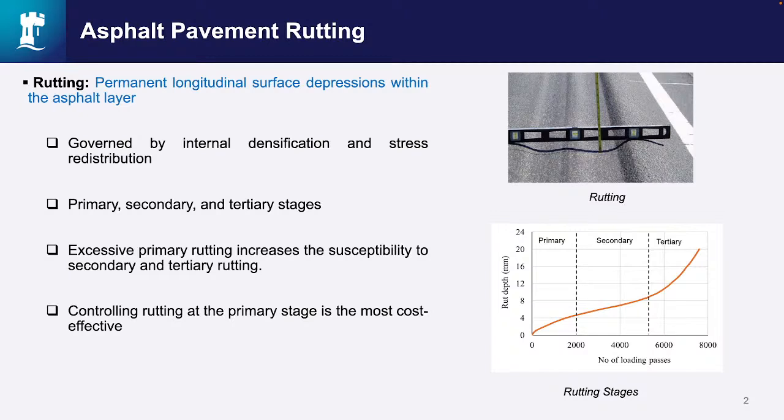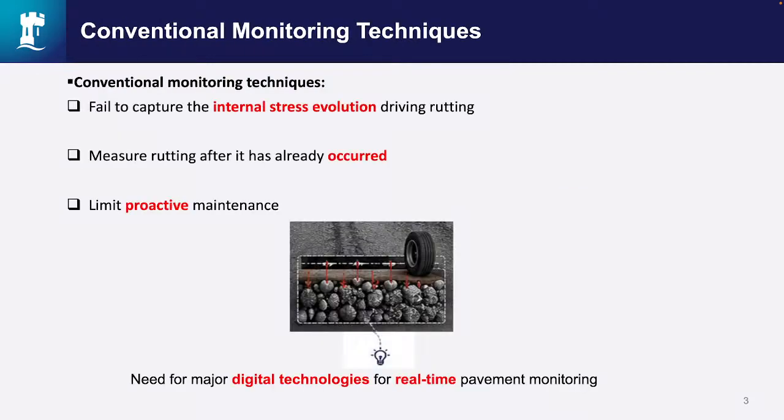The mechanism of that is governed by the densification and stress distribution in an asphalt pavement. Primarily, it goes through several stages. There's primary rutting, secondary rutting, tertiary rutting, and so on. From an asset management perspective, we generally try to control rutting at the primary stage, before it deteriorates further. So that's the kind of deterioration mechanism that we're looking at.